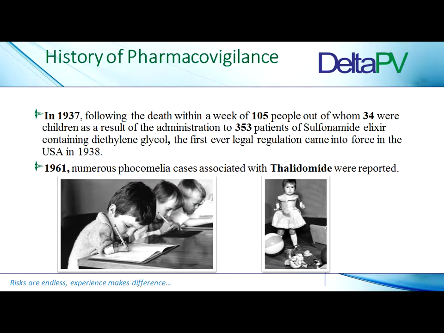In 1937, following the deaths within a week of 105 people, 34 of whom were children, as a result of the administration to 353 patients of sulfonamide elixir containing diethylene glycol, the first ever legal regulation came into force in the USA in 1938. In 1961, numerous phocomelia cases associated with thalidomide were reported.